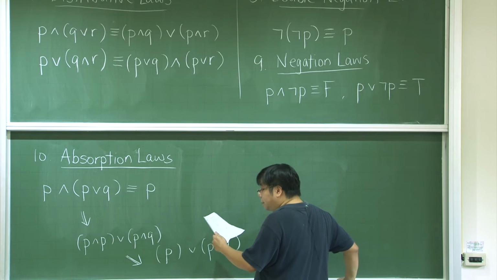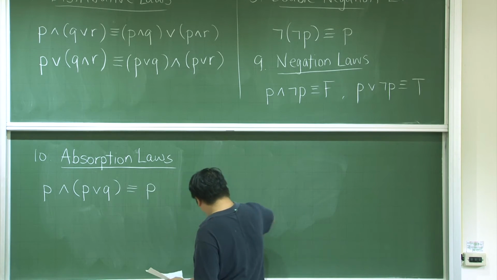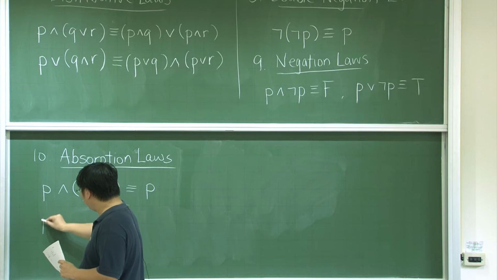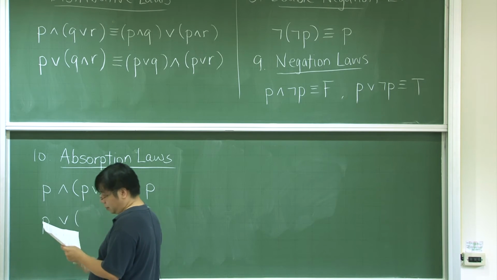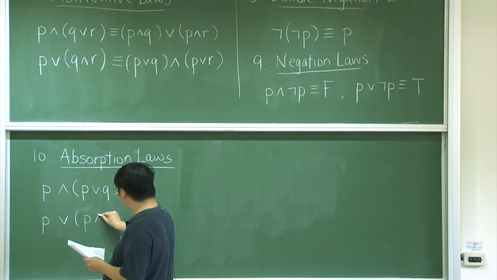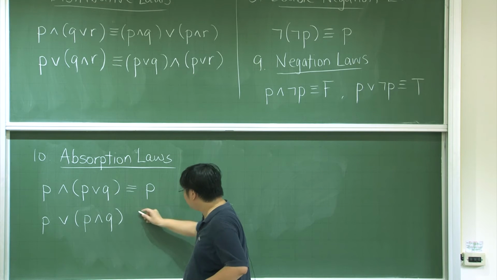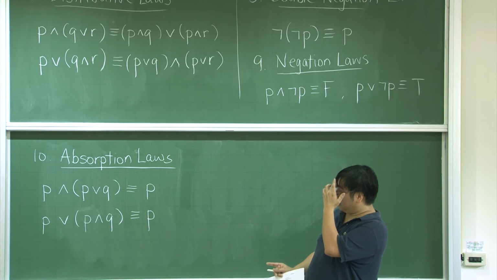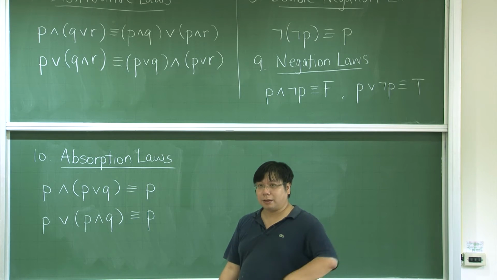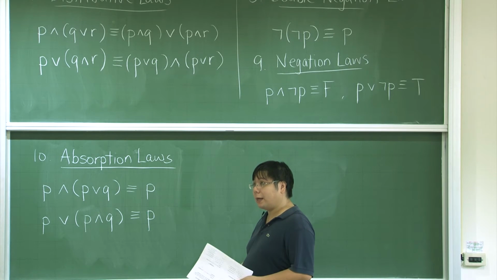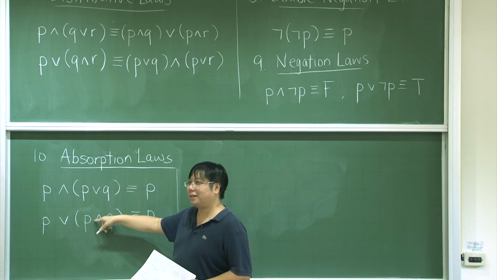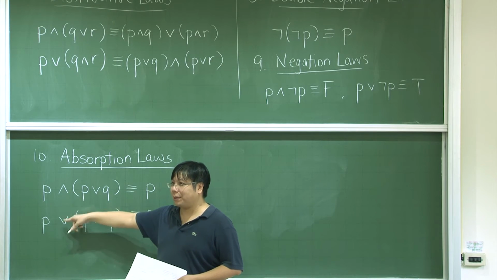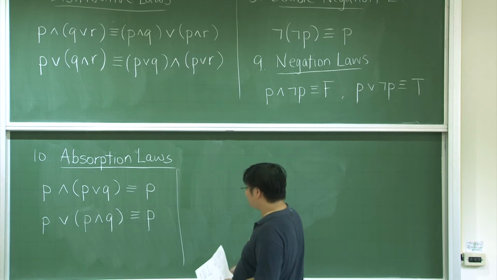And similarly, we have P or (P and Q). This one is also equal to P. How do we get this? Of course, we can do the argument again, but let us try to prove this using the first one. What is so special about this and this? It's like or becomes and, and becomes or, right? Okay, so let's do this.